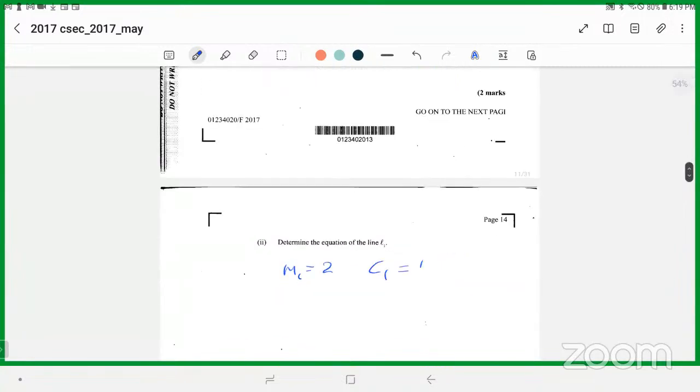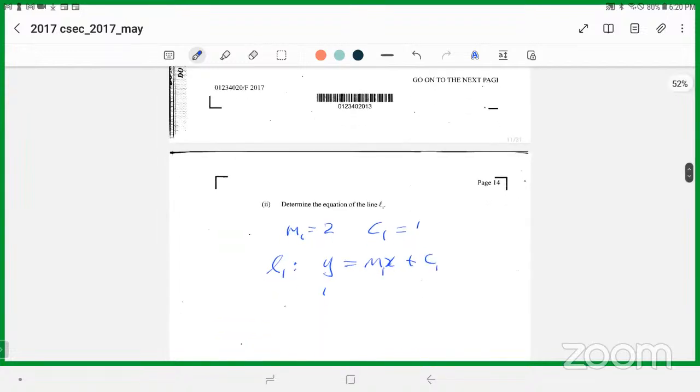C1 equals 1. The line 1 equation is y equals mx plus c, talking about line 1. So put the 1 there. So simply y equals 2x plus 1. That's the equation of line 1. Nice and easy. All right? Easy stuff. You don't need any calculation because the graph is there. You see the values. That's the answer right here now.